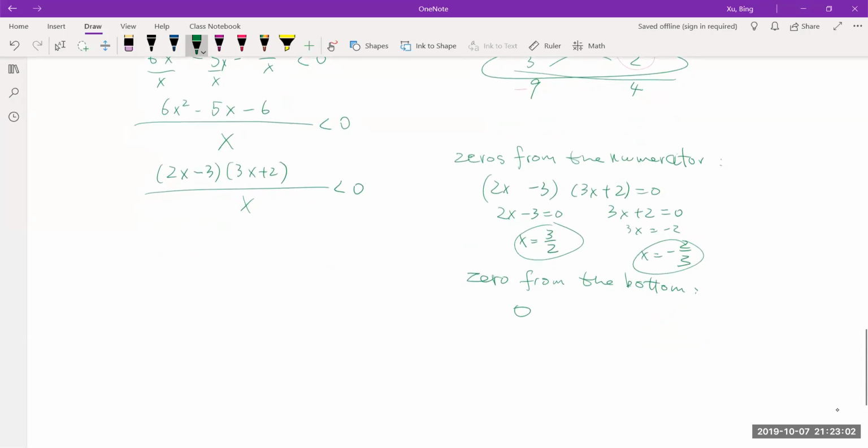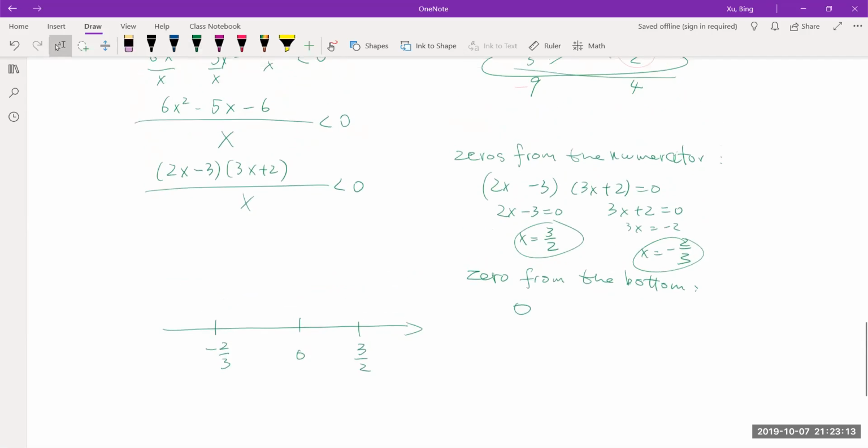Okay, so 3 numbers on the number line: -2 over 3 on the very left, 0 in the middle, 3 over 2 on the right. Test the point. Since it's less than, you don't have equal to, so none of the points will be included. Now I want to separate the intervals: -infinity to -2 over 3, -2 over 3 to 0, 0 to 3 over 2, and the last one is 3 over 2 to infinity.